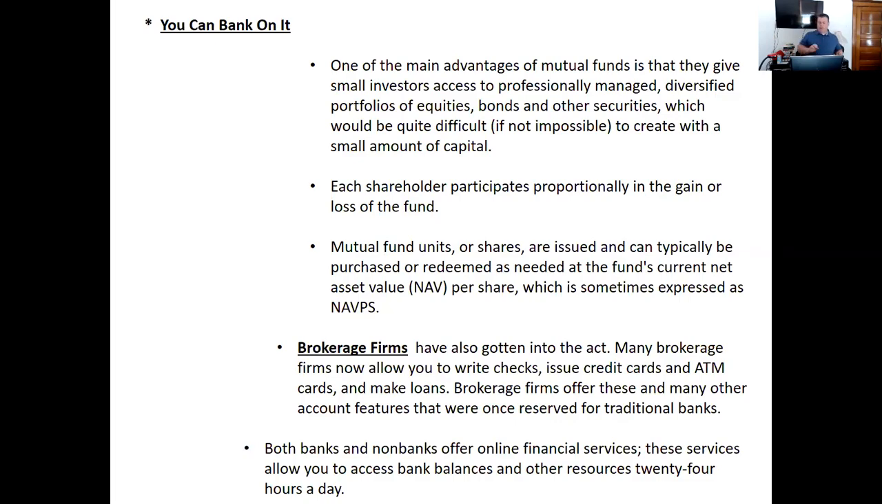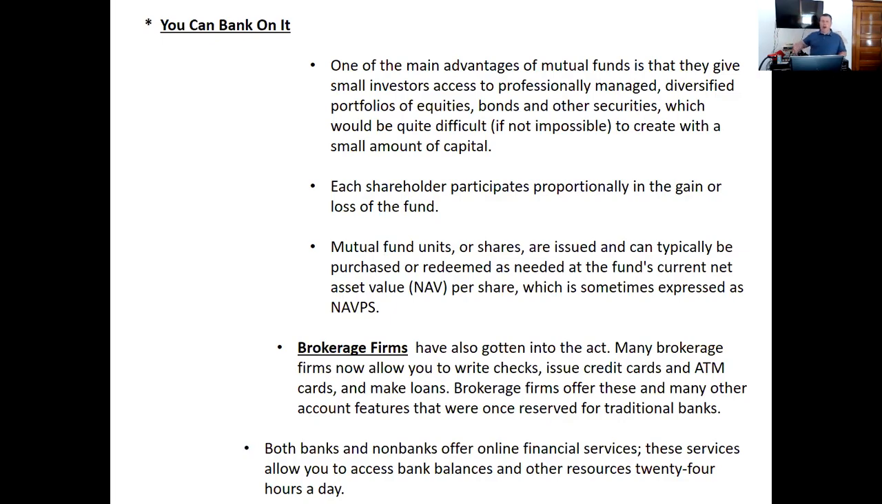Each shareholder participates proportionally in the gain or loss of the mutual fund. So if the mutual fund owns 100 shares and you own 2 shares, you own 2% of the returns of that mutual fund. Mutual fund units or shares are issued and can typically be purchased or redeemed as needed at the fund's current net asset value, meaning when they divide the value of the fund by the number of shares, that's how much your share is worth. It's sometimes expressed as NAVPS, the net asset value per share.